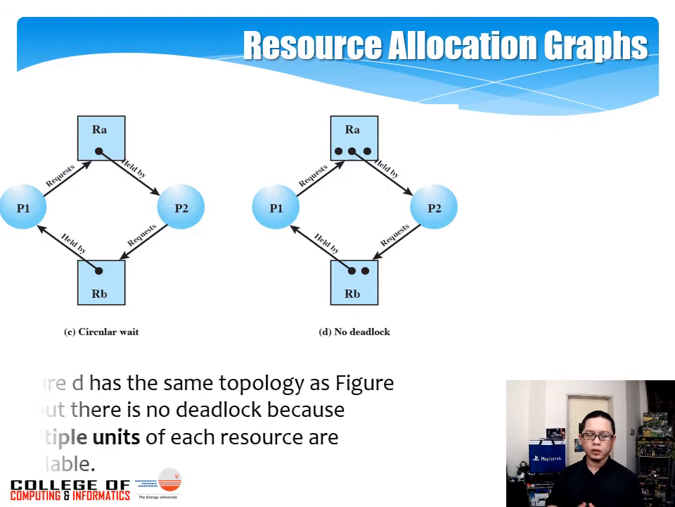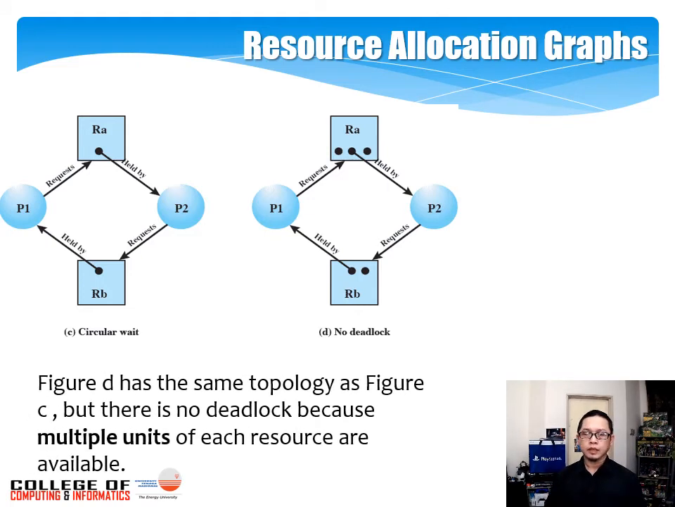Now let's take a look at diagram D. In this diagram D, we have P1, like previously, pointing towards resource A. But if you notice, there are 3 dots for resource A, which shows that there is more than one resource A available. One of them is being held by P2, and then P2 is requesting the use of resource B.